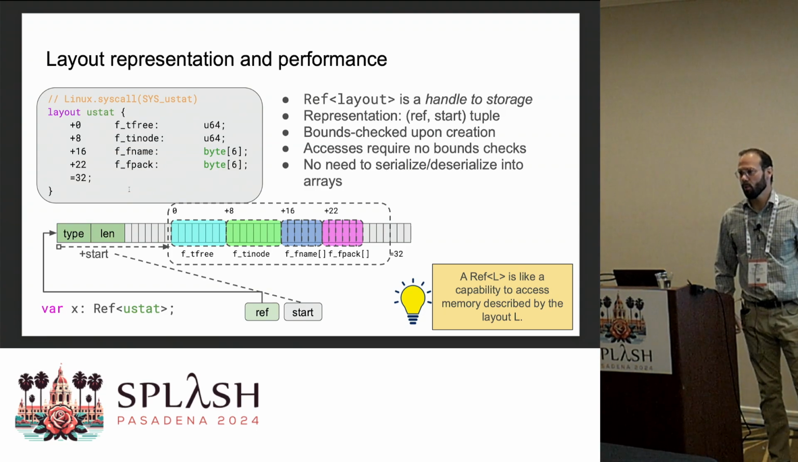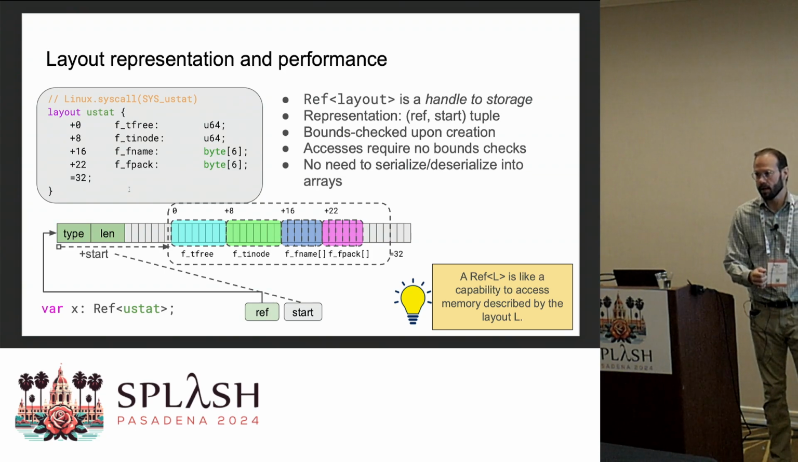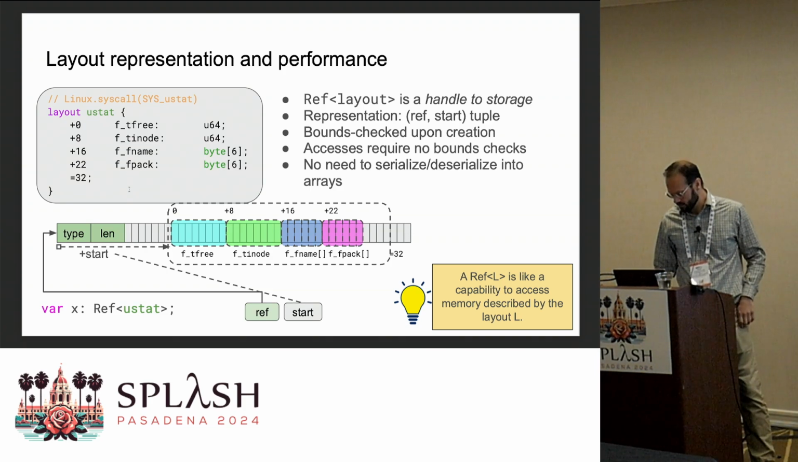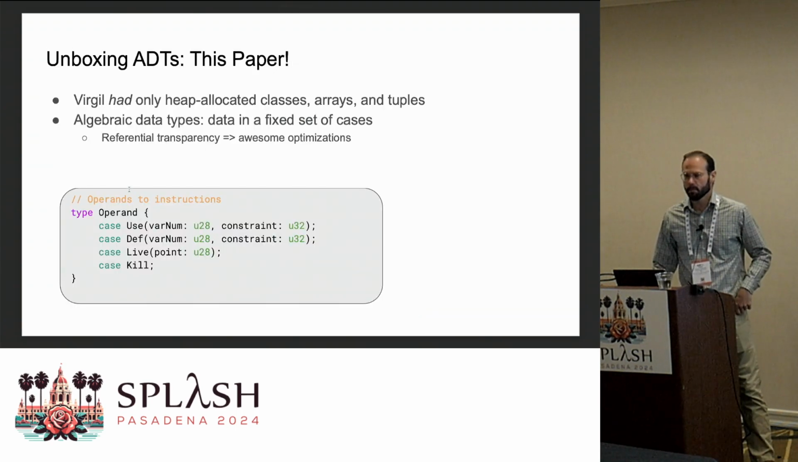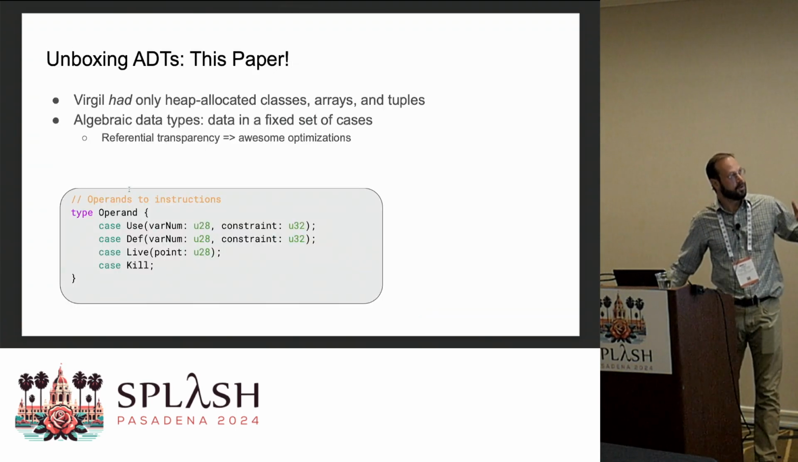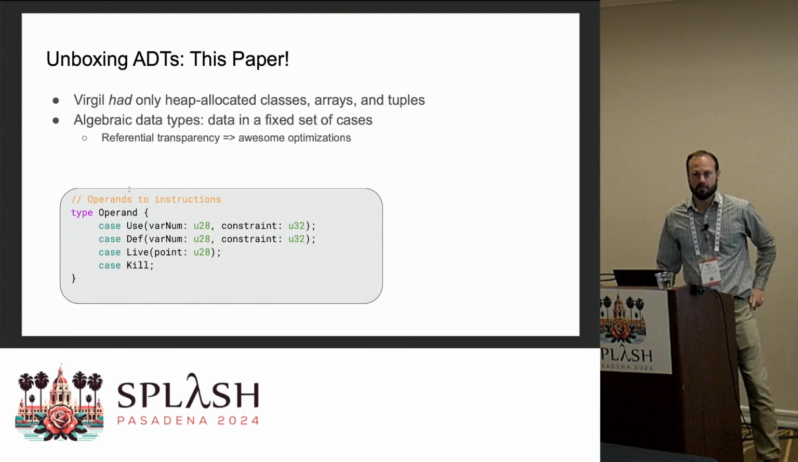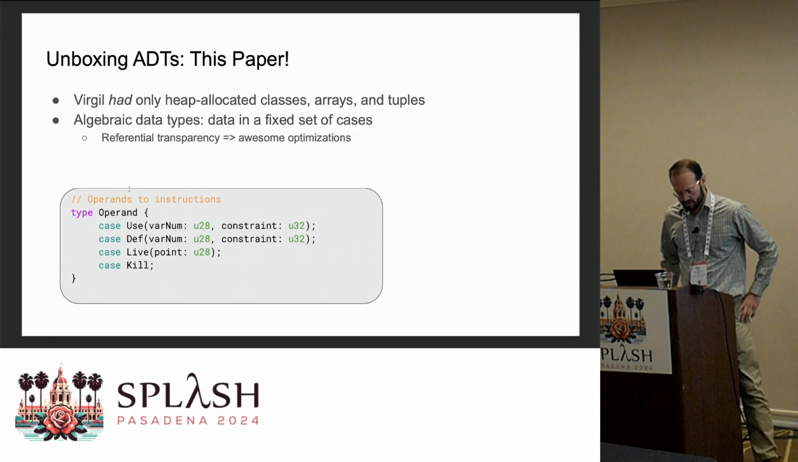And so you can actually point to both something inside of a byte array and also outside of a byte array in the heap too. So it's kind of designed for being able to memory map things as well. But this paper is not about that. It's about doing something similar for algebraic data types. So originally, Virgil only had classes and arrays and tuples.